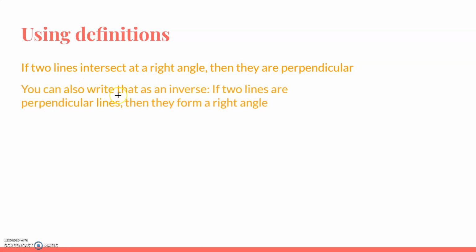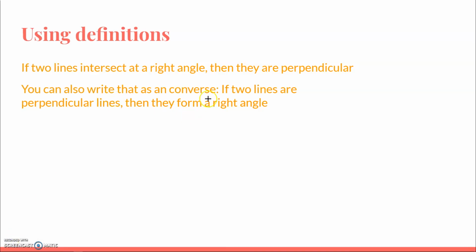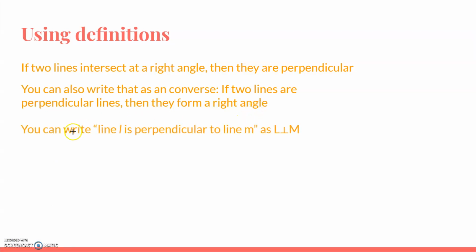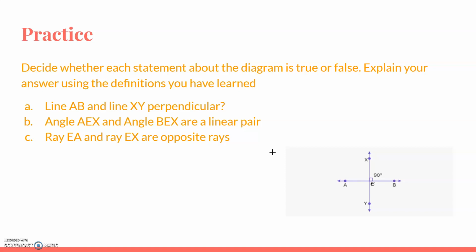You can also write that as an inverse. As we learned, the inverse was just the opposite. So if 2 lines are perpendicular lines, then they form a right angle. So the converse, if 2 lines are perpendicular lines, then they form a right angle. Alright, so next, you can write line L, or any letter that's representing the line, is perpendicular to line N. So here it'll be whatever the name of the line is. The perpendicular symbol looks like this, and then the letter of the second line, which in this case is an M.